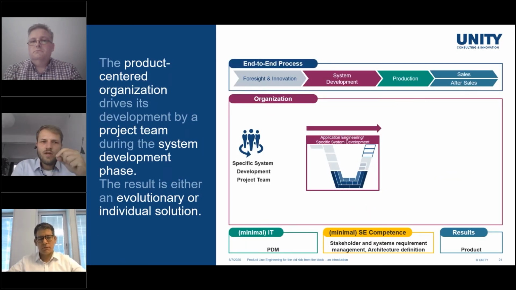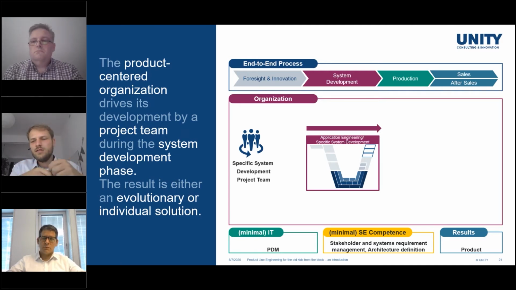As you might imagine, your organization will solely focus on application engineering, because you take previous results and build a specific solution which is very product centered. To do that, you need some sort of product data management system so that you can take data into your project and use it for your new development. And you need some basic systems engineering competence to perform your impact analysis, so that you can analyze your requirements, your functions, and the architecture, for example.